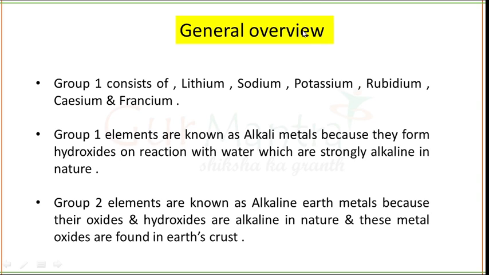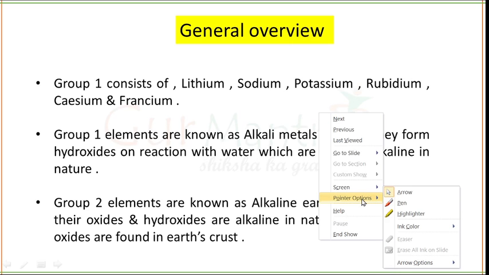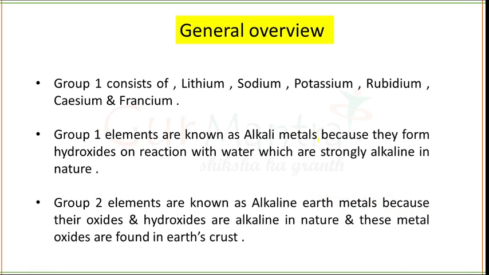Now this is a general overview about the S block elements. Group 1 elements consist of lithium, sodium, potassium, rubidium, cesium and francium. Group 1 elements are known as alkali metals. This is important to note. Why are these known as alkali metals? Because they form hydroxides on reaction with water, which are strongly alkaline in nature.